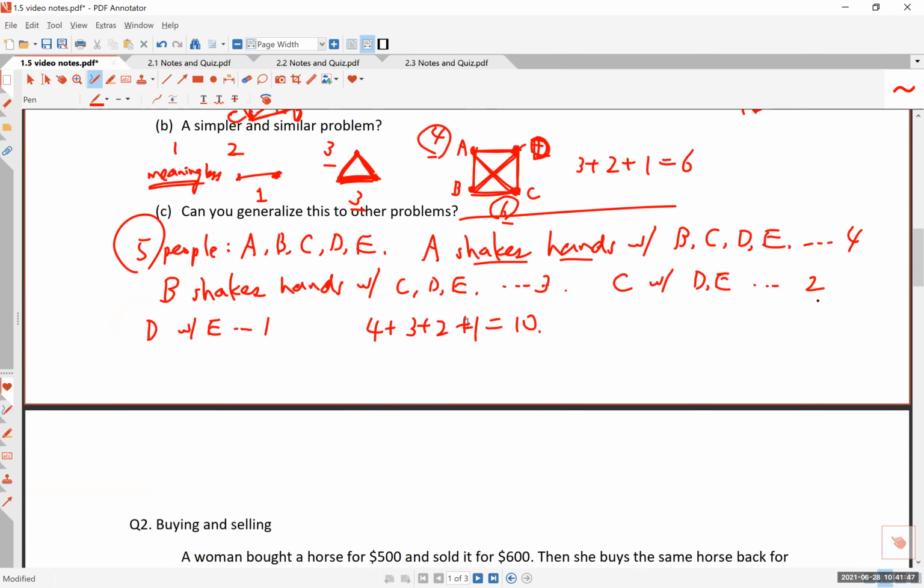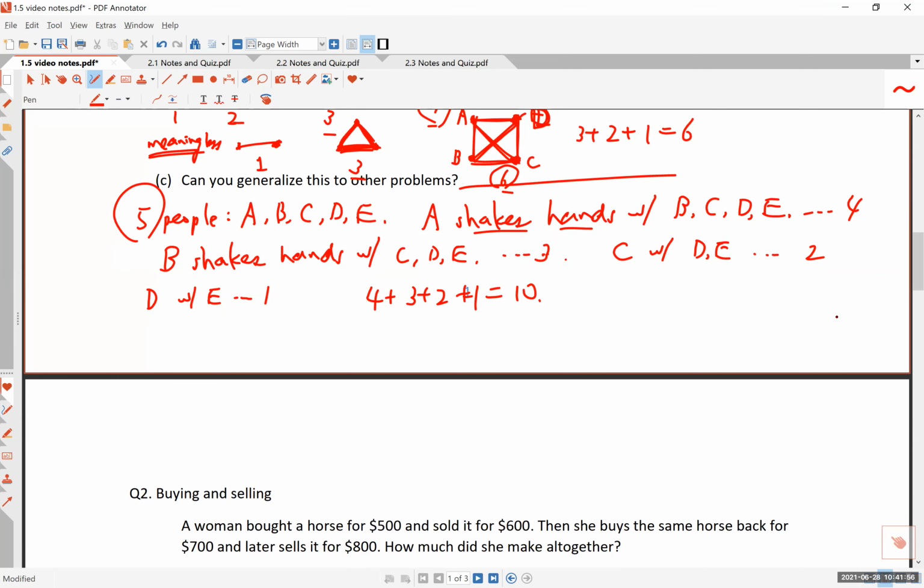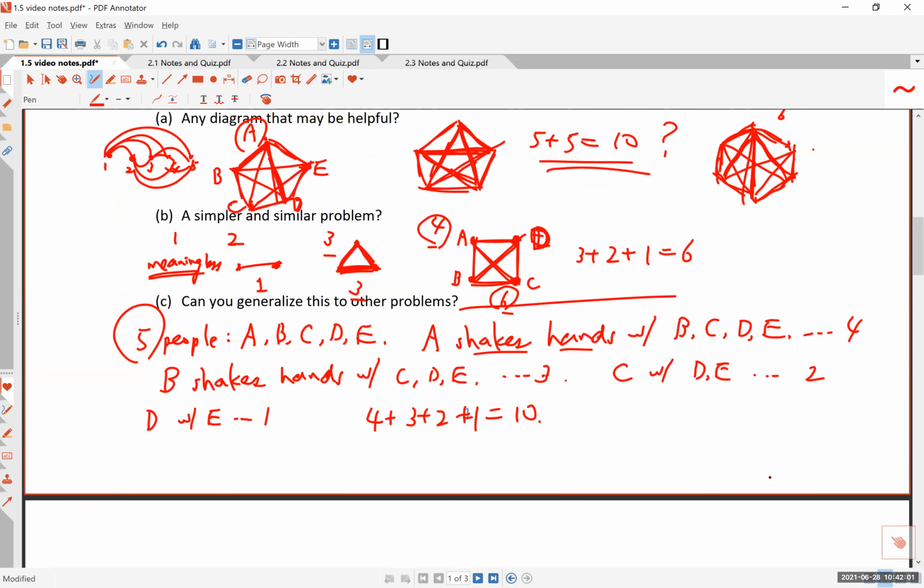Now just keep this in mind, because in section 4.3, we will study what we call combinations. And this is actually combinations of n taken 2 at a time. And there is a formula for it. And in that case, for 6 people, what you do is 6 times 5 divided by 2, and that's 15.